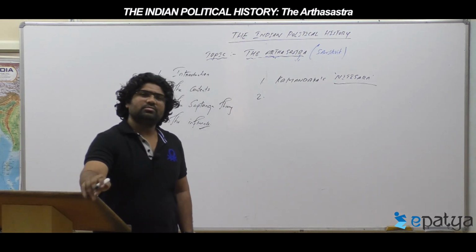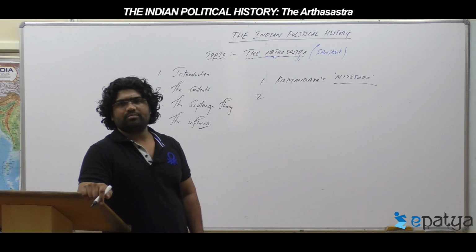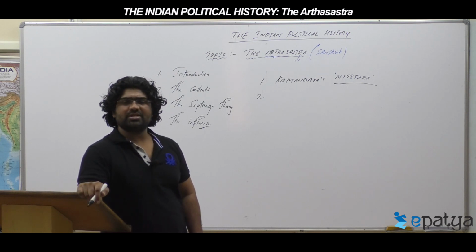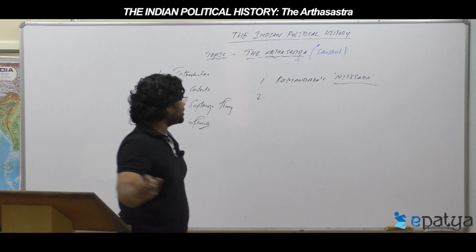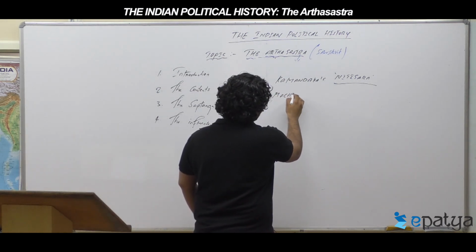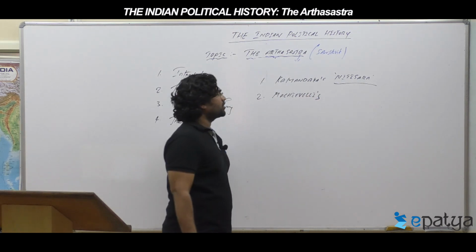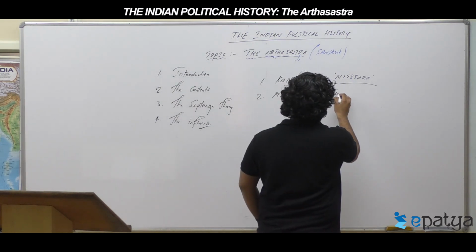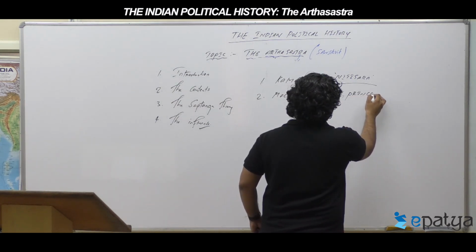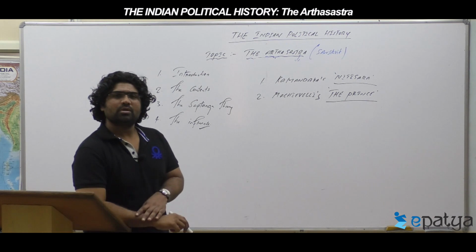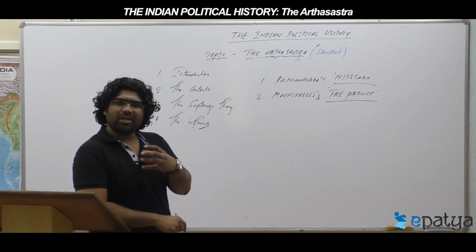Then, if you look at the international platform, it was in the 16th century phase, a very famous political scientist who belonged to Europe, precisely in Italy, called Machiavelli. Machiavelli's The Prince speaks about how a king should be.